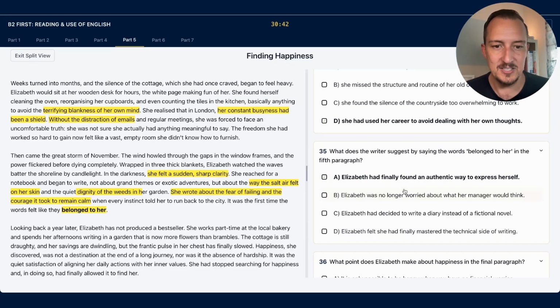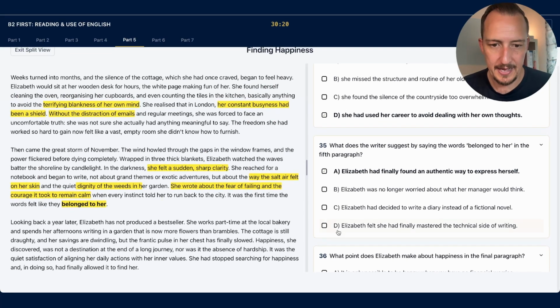I don't really need to look at anything else because there's no mention of writing a diary as such. Elizabeth was no longer worried about what a manager would think. Nope, there's no mention of the manager. Elizabeth felt she finally mastered the technical side of writing. No, it's not about the writing. It's not about how to write. It's about what she's writing. So yeah, A is the correct answer there.